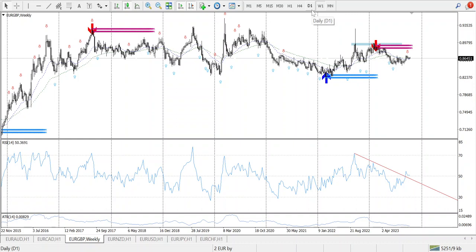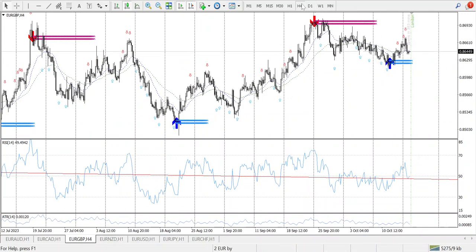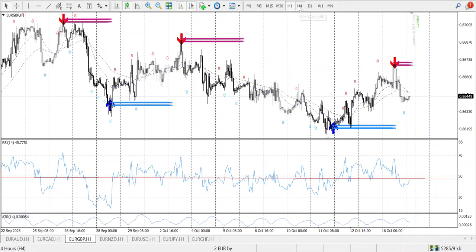It's a downtrend, but here some range has formed. Daily, it was a downtrend. From here, uptrend is forming. So it formed uptrend 2 days ago, but again, it's a downtrend. If I see hour 4. Weekly downtrend, hour 4 is downtrend, hour 1, oh, too much pollution.